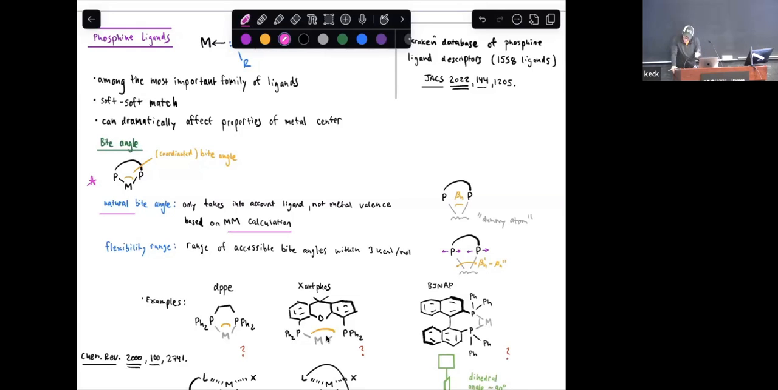And so then, I think a probably underutilized but interesting descriptor is the difference between the natural bite angle and the coordinated bite angle, because that really gives you a readout of how much strain accumulation you're getting upon coordinating to the metal. And then related to natural bite angle, there's a descriptor called flexibility range, which is also, I think, quite intuitive to understand. It just asks the question of what are all possible bite angles that are energetically accessible within 3 kcal per mole. So this is a flexibility versus rigidity descriptor.